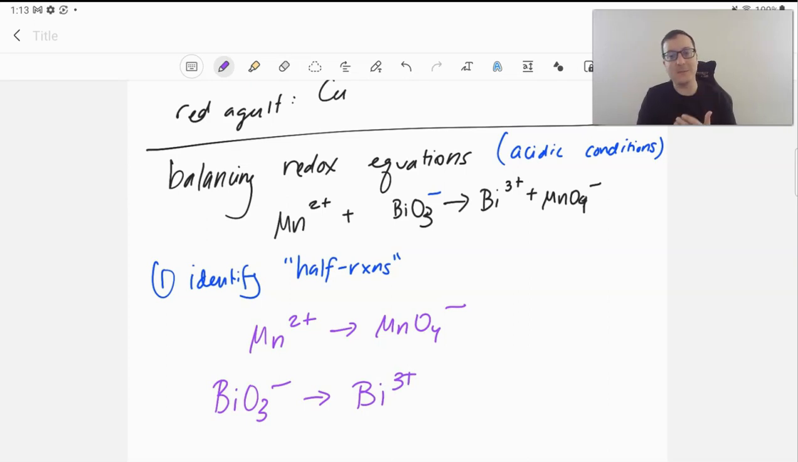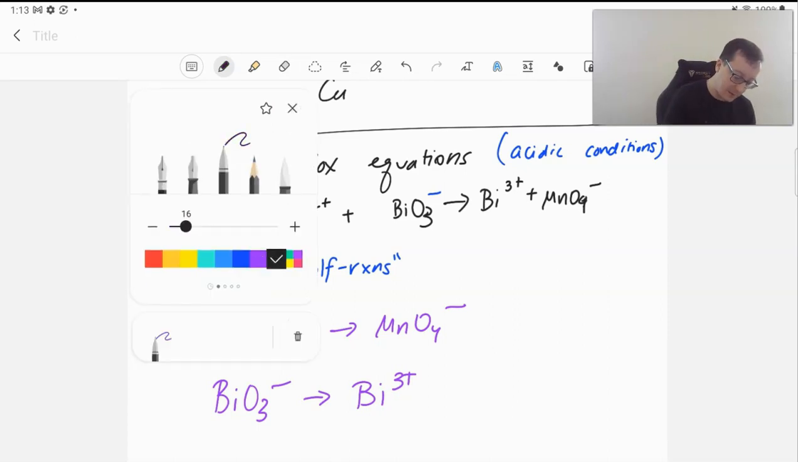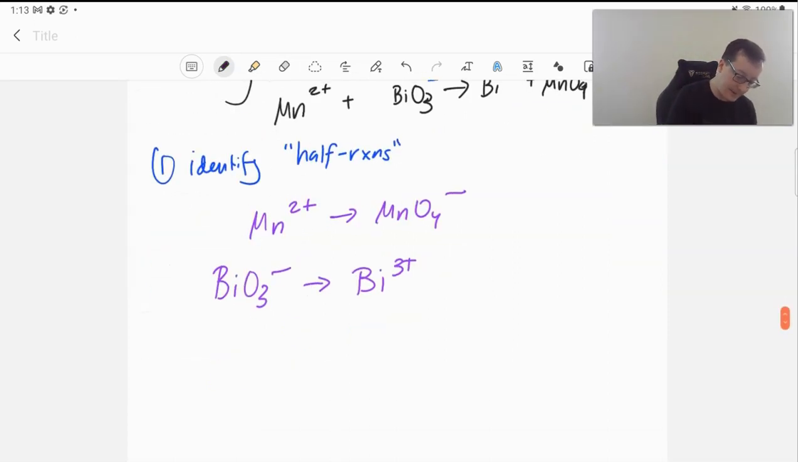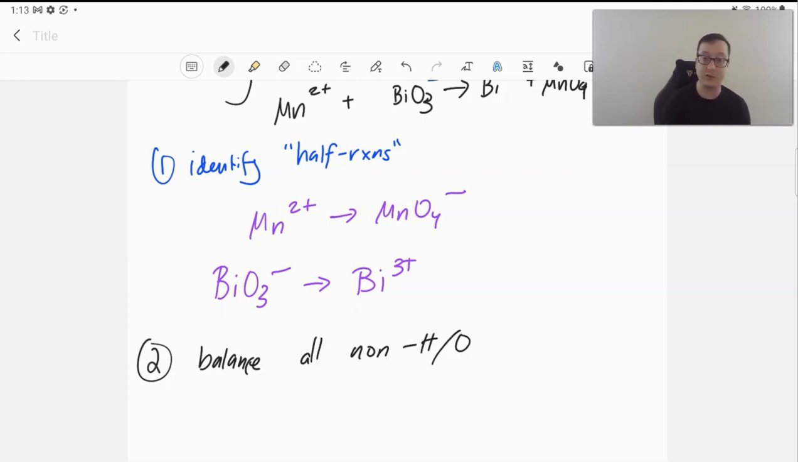And we're going to balance them each the same way, so we're going to follow the following steps. The first thing we want to do, which I guess is now step 2, after we've identified our half reactions, is we want to balance all non-hydrogen or oxygen elements. We can do both of these simultaneously.